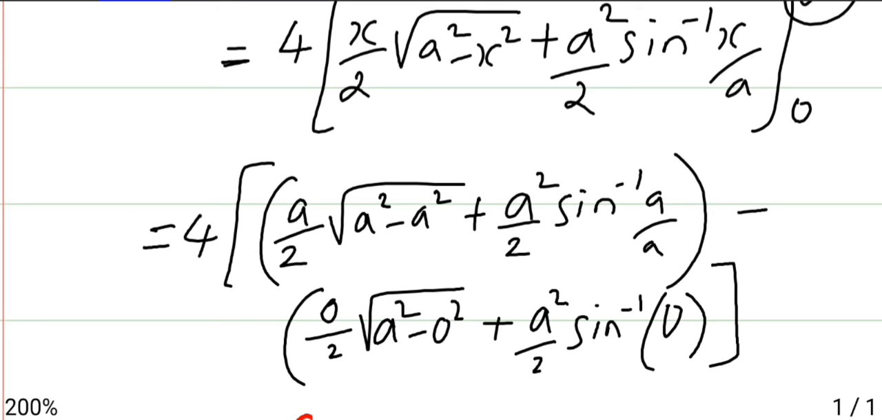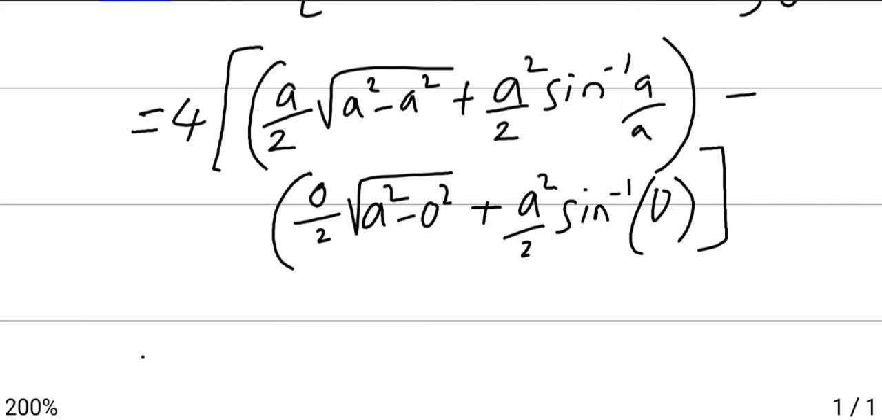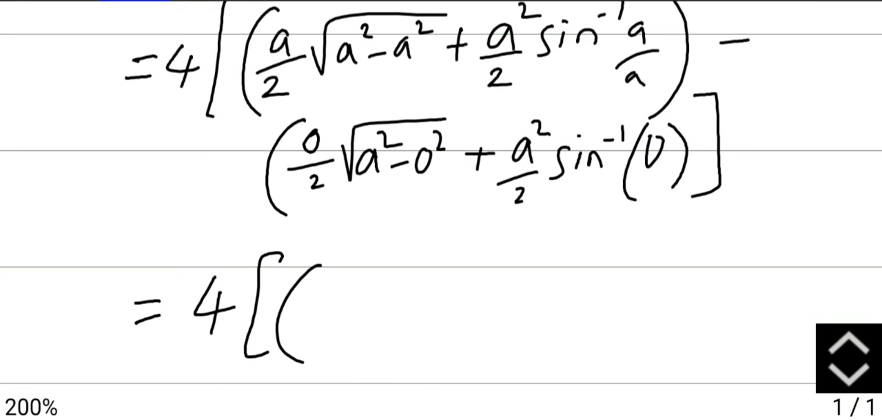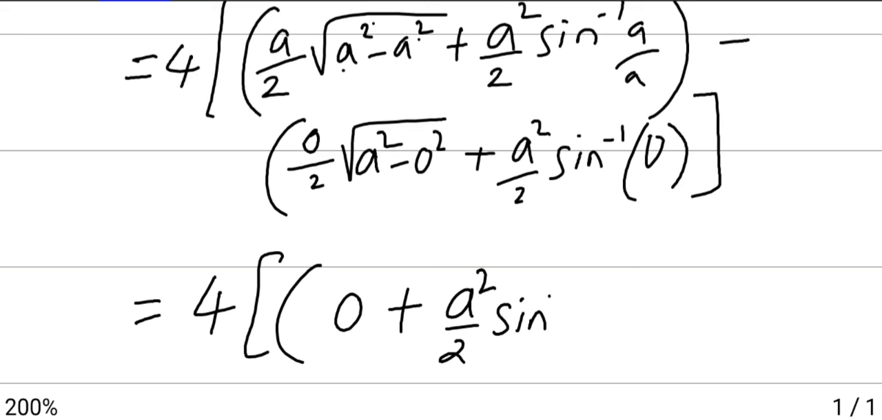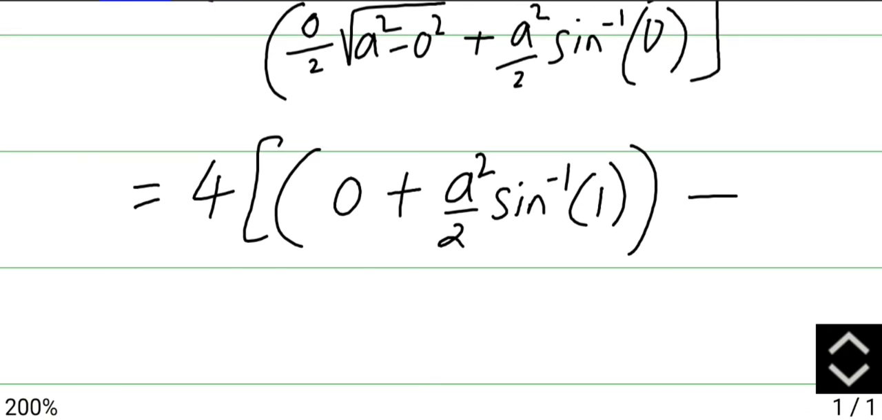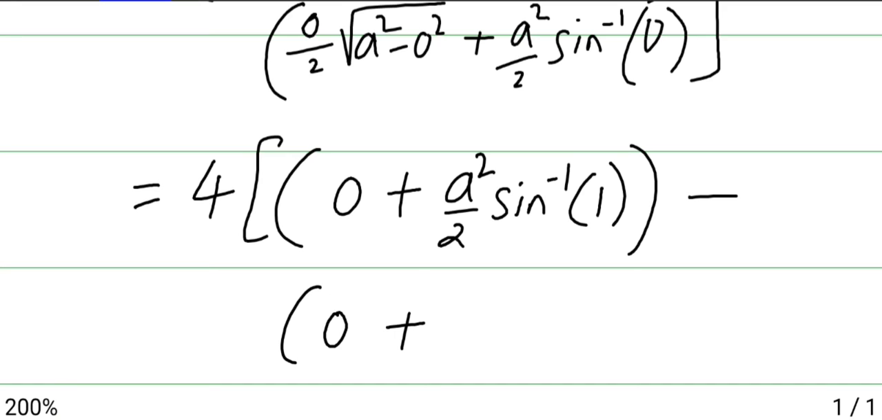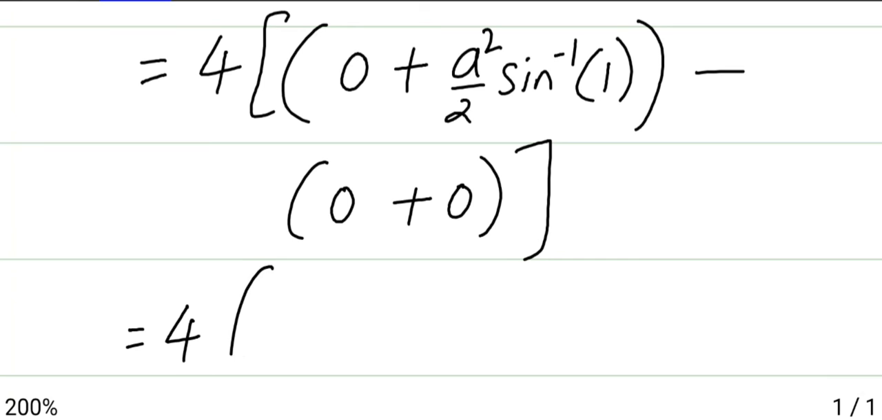So what we did is upper limit minus lower limit. After finding upper limit minus lower limit, just simplify. You get 4 times the whole term. The first term, a square minus a square becomes 0. Then plus a square by 2 sine inverse of a by a, the a's get cancelled, you get 1. Upper limit minus lower limit. 0 into something is 0. So here 0 by something is 0, plus again a square by 2 sine inverse of sine 0 is 0. 0 into something is again 0. So you get here 4 times a square by 2 sine inverse of 1.